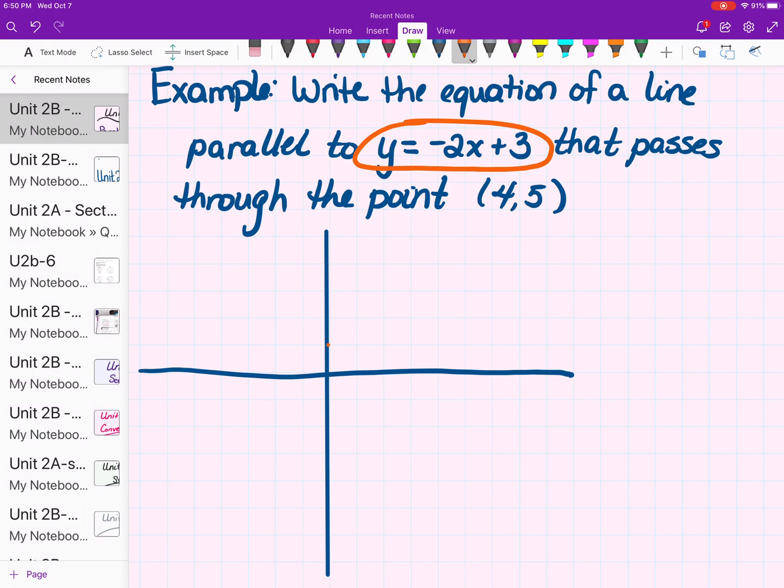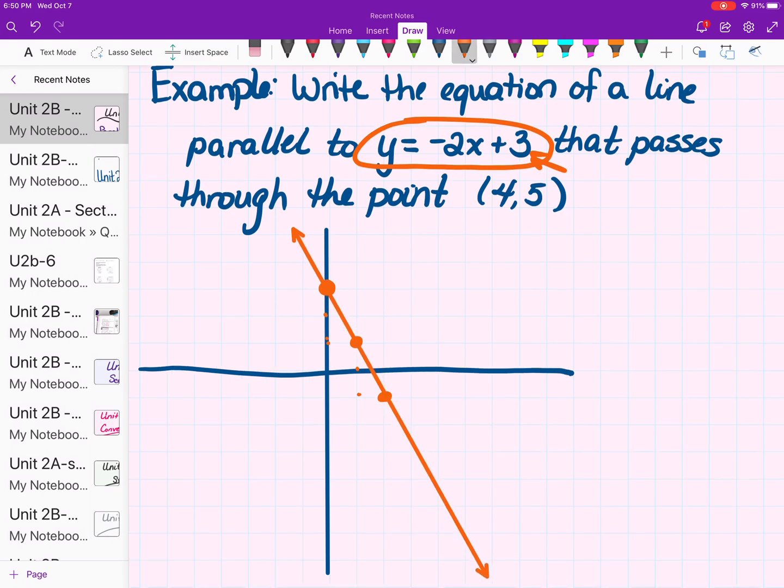So we're going to go to plus 3. That's where we start. Remember the beginning, the b, the y-intercept, and we're going to go down 2 and to the right 1. Down 2 and to the right 1. Okay, and then I'm going to connect that. Remember, no wimpy little lines. I want a nice long line with arrows on the end. Okay, that's the line that we want to be parallel to.